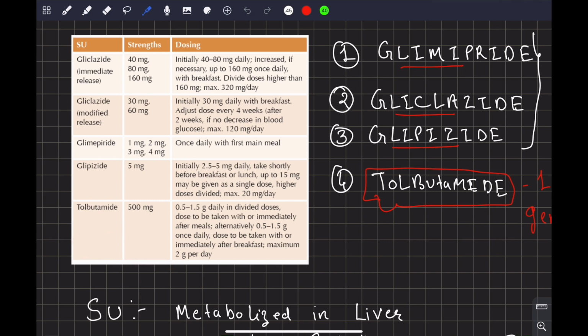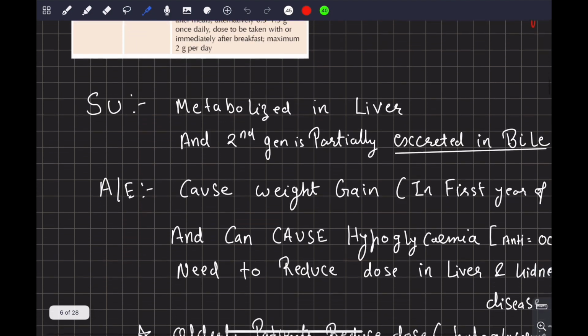Tolbutamide is generally not prescribed these days, right? So they control mainly PPBS or average blood sugar level. So we have to take it before a meal, right? Glimepiride and glipizide, and gliclazide can be taken with a meal.